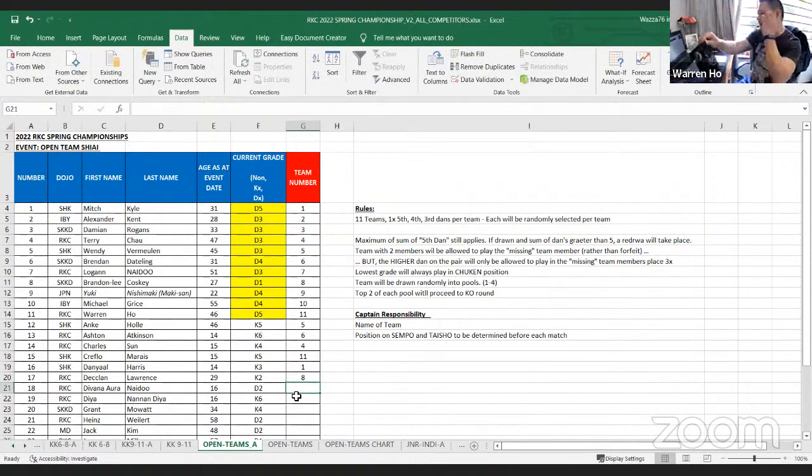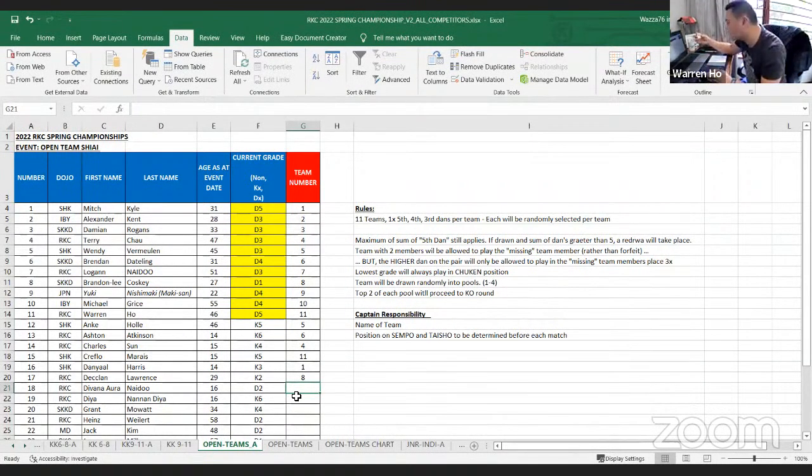All right, so next one is Boris. Boris is D2, meaning she's a 2nd dan. So we'll have to just check that she can fit into one of the teams that meets the 5 dan maximum criteria. So Aura, you are with team number 1. Unfortunately, you can't be part of Mitchell's team because Mitchell's really a 5th dan. So Aura, I redraw for you again. Can't be 1. I'm going to do it again.